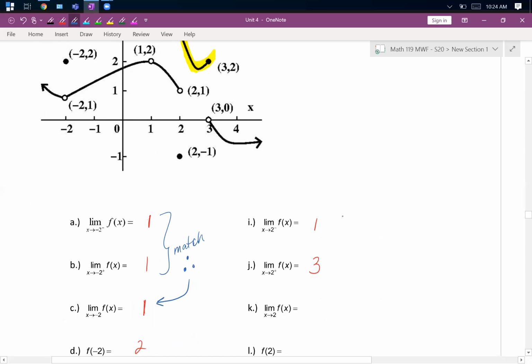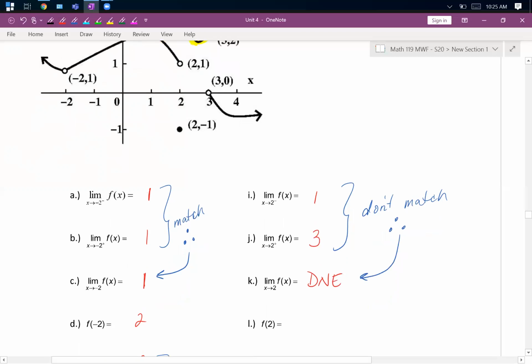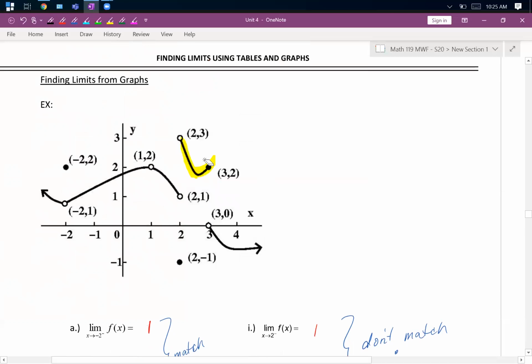No. These don't match. Therefore, we can conclude that this limit here does not exist. And then lastly, for this set, we want to find f of 2. So what is the actual y value when x is 2?